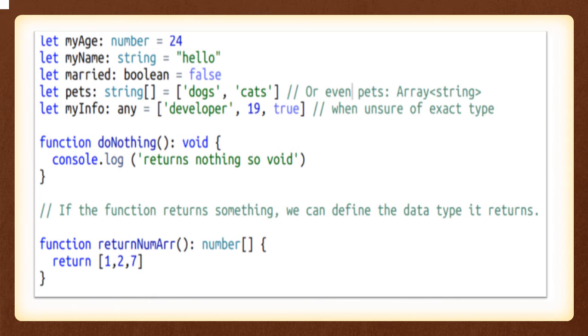Let's start with the data type number. Let my age be of type number and I am assigning the value 24. Let my name be of type string and I am assigning the value hello. You can assign the value in double quotes or in single quotes. The next data type is boolean. Boolean generally holds true or false values. Let married be of data type boolean, and we will assign false or true.